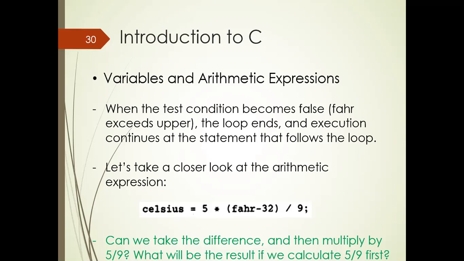But before I do that, I would want you to test it first and try to understand what actually is the problem, if any, in the code when you actually take 5 divided by 9 first and then multiply by fahr minus 32. So I'm ending this video here.